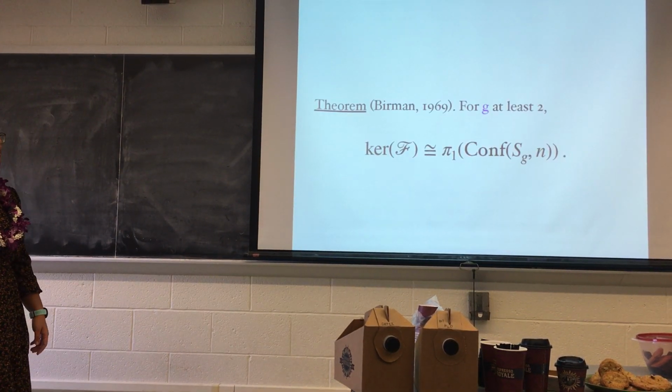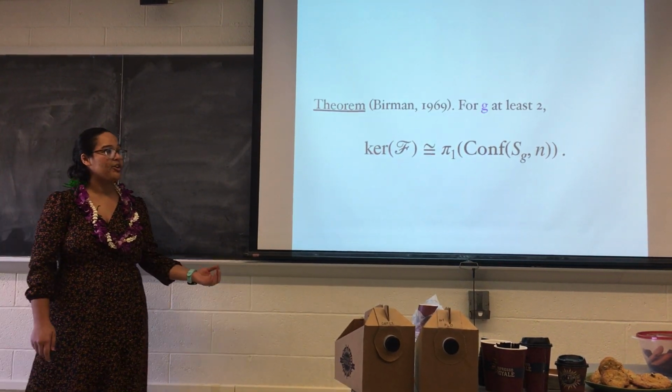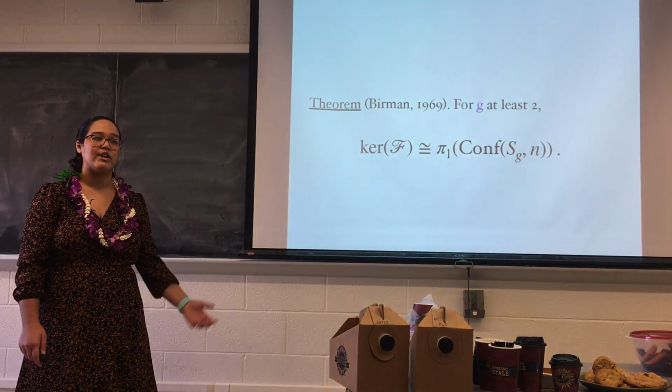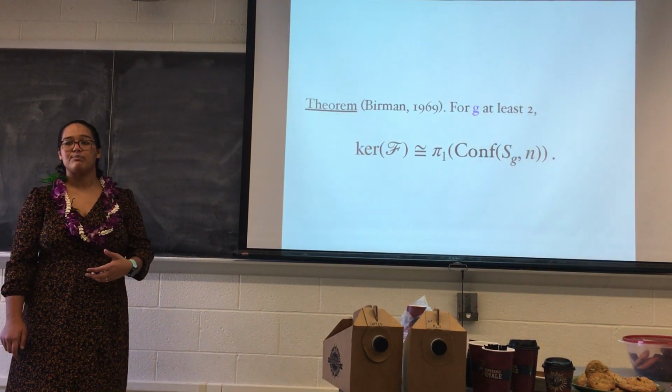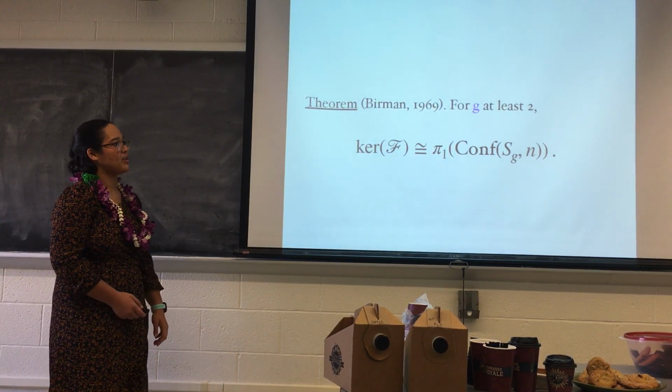And then there's this great theorem of Birman, which says that when we have genus at least 2, then in fact the kernel of this forgetful map is isomorphic to the fundamental group of that configuration space I was talking about earlier. And so this gives me a way of thinking of my pure surface braids as mapping classes. And that's good, because these are the kinds of things I want to think about and talk about.